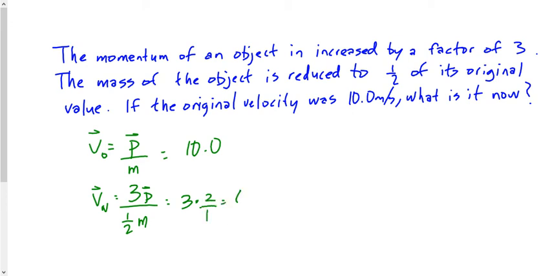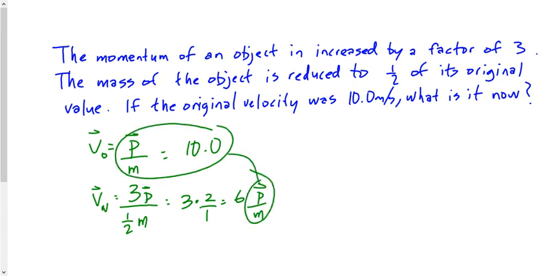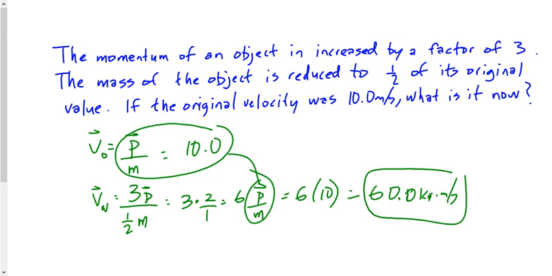That becomes 6 over 1, or 6 times P over M. And of course, we know that P over M is 10. So we're just going to say 6 times 10 is 60. Should be 60.0 actually, kilograms meters per second. Good there? Guys feeling a little bit better about that?